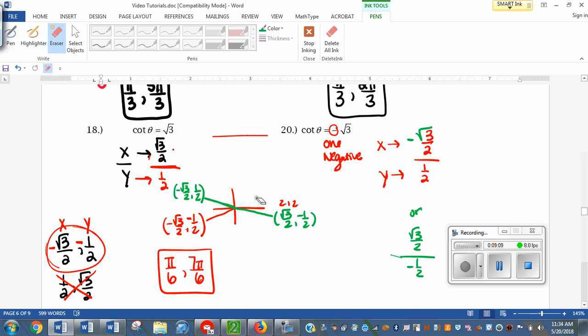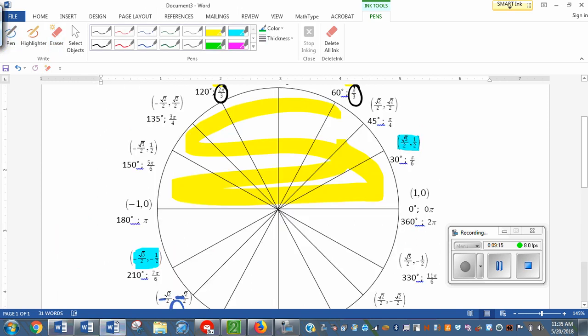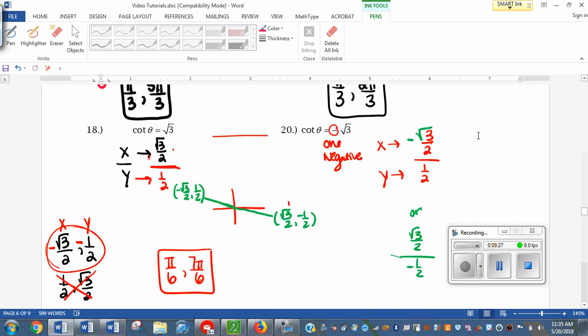So I'm going to come back, erase these. We don't need those. We want the green ones. So here on our unit circle, that would be at 5 pi over 6, or 11 pi over 6. And that's it for your homework.